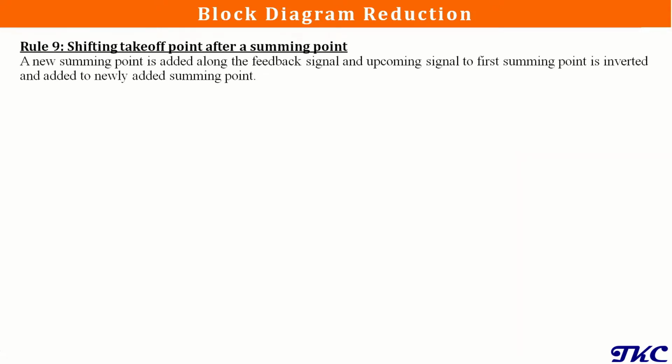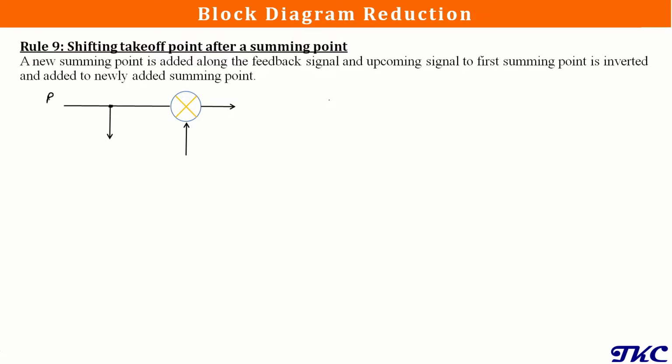Next rule is rule number 9, that is shifting a takeoff point after a summing point. So this rule states that a new summing point is added along the feedback signal, and the incoming signal to the first summing point is inverted and added to the newly added summing point. So let's understand this. We are having a summing point and a takeoff point next to each other, and we want to shift this takeoff point after this summing point.